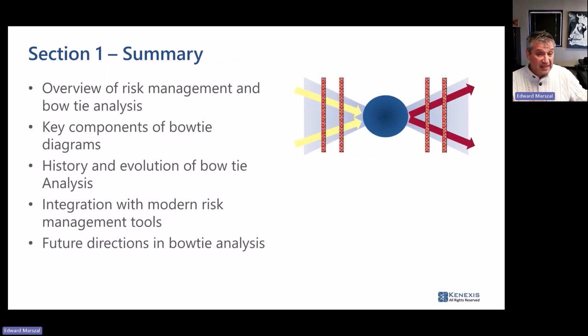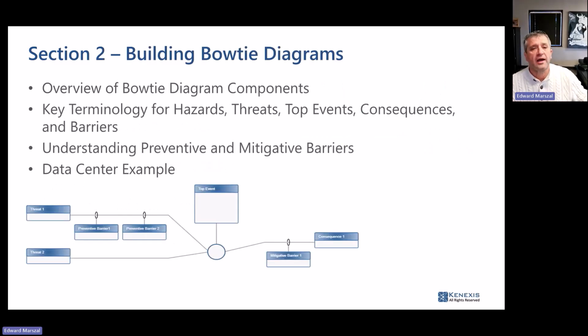All right, so that's kind of an introduction to bowtie analysis. Now let's talk about a little bit more of where the rubber meets the road, a little bit more detail on actually what we're trying to accomplish and how we're going to accomplish that. So we're going to talk about how to actually build a bowtie diagram. We're going to talk about that terminology again and kind of try to roll it back to that unified hazard assessment approach. And we're going to understand the different barriers. And finally, we're going to kind of end off with a data center example.